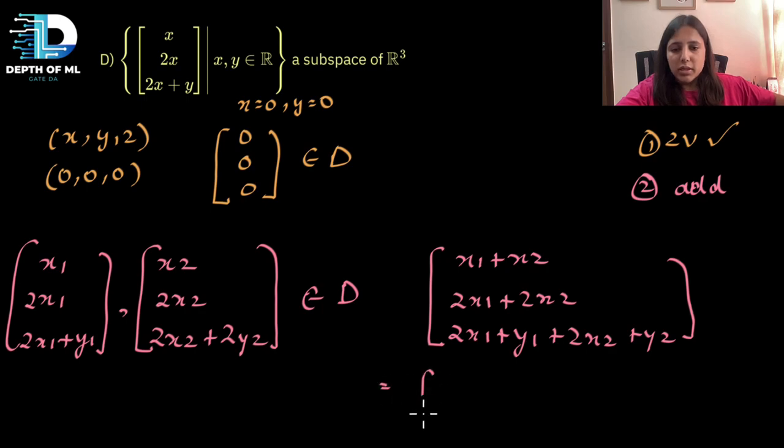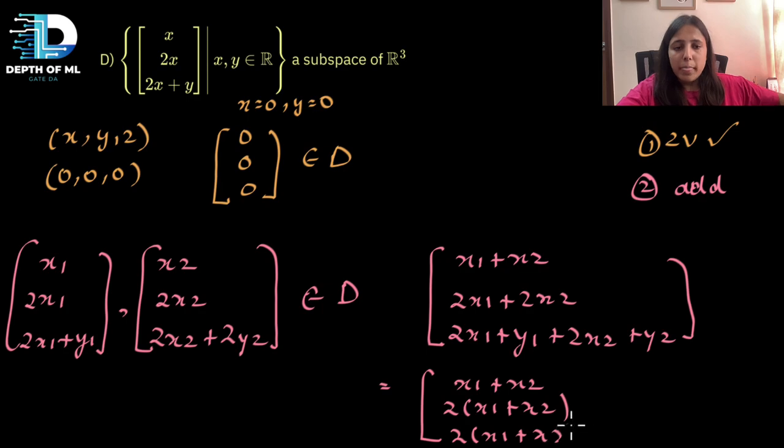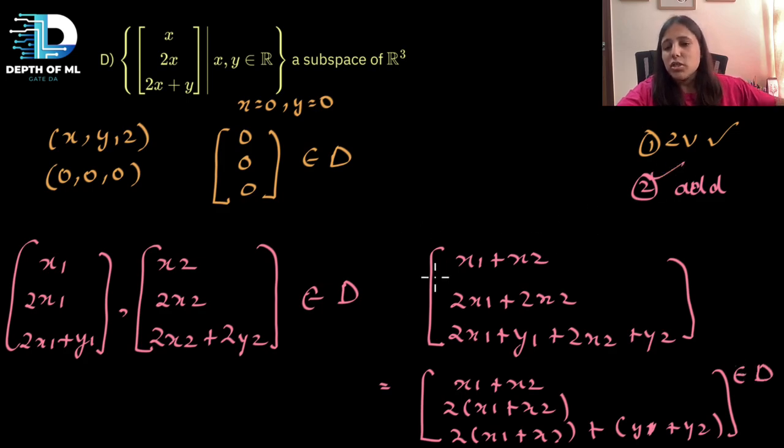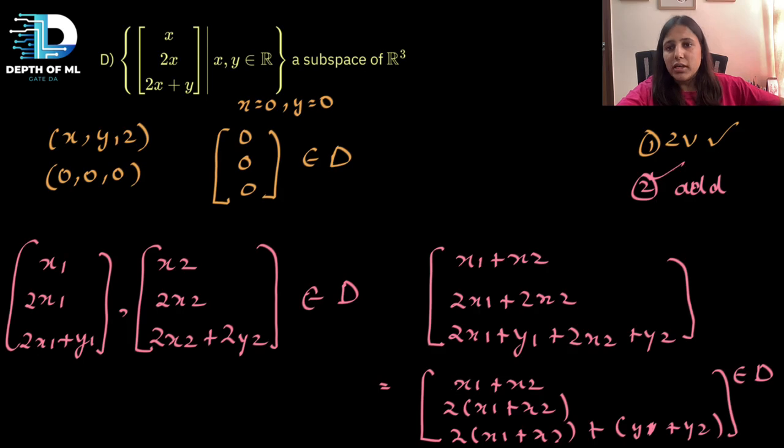Now I can rearrange these a bit. x1 plus x2, 2 into x1 plus x2, and then I'll have 2 into x1 plus x2 plus y1 plus y2. Now this is of the same form as this, therefore this belongs to D, and hence vector addition is closed here. Now we have to finally check for scalar multiplication.